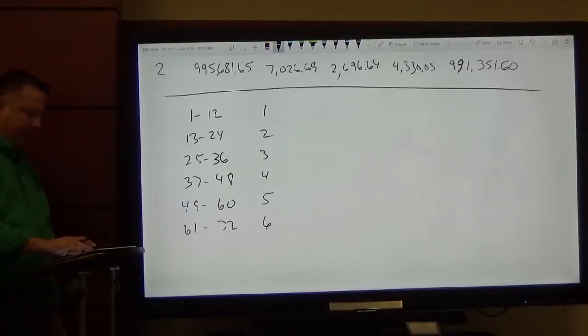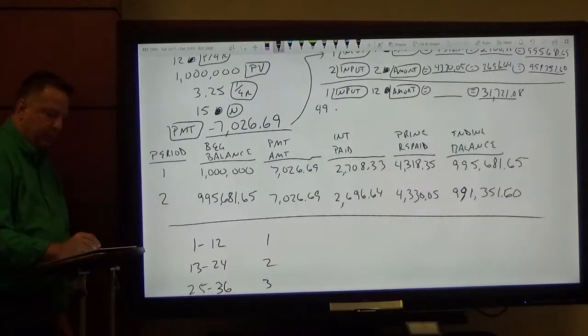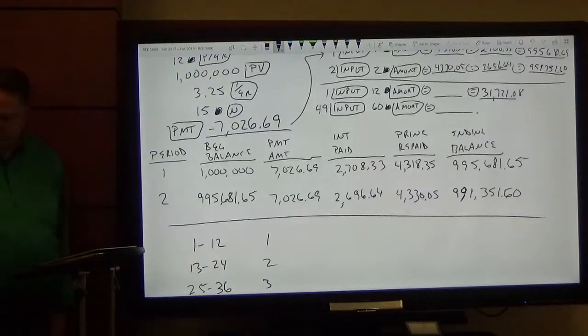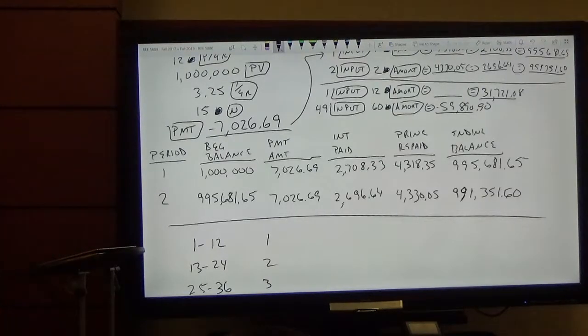All right, so going back up here, we want to know the principal during that 5th year. 49, input, 60, shift, amortize, equal. Okay, and you would get 59,890.90. Not getting that? So that's January through December of the 5th year.